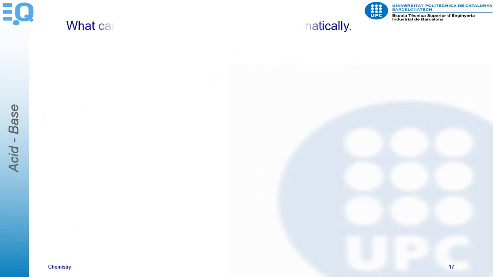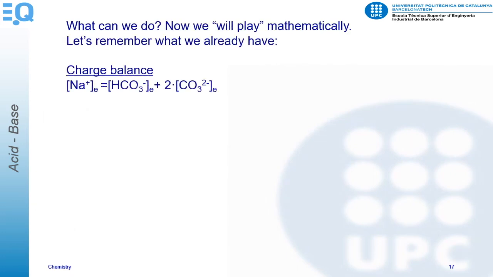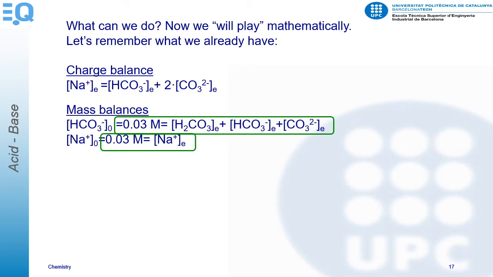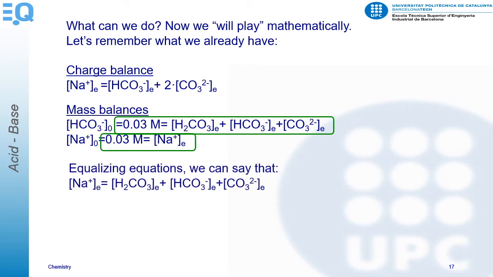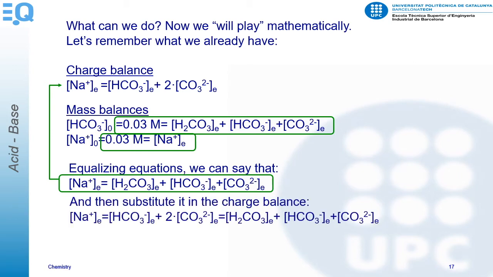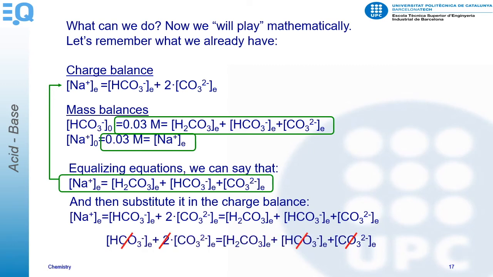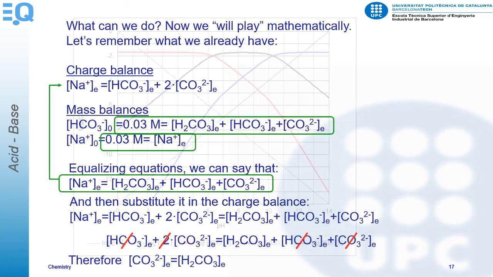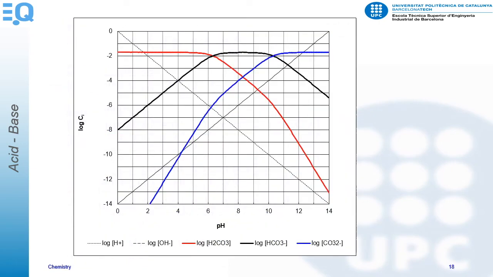We write down what equations we have at this point, and we see that the concentration of the sodium ion in this equilibrium is in both charge and mass balances, so they can be equalized to obtain this, and then substitute the equation with the sodium cation isolated into the charge balance. Once this equation is written, some terms can be eliminated from each side, the hydrogen carbonate one, and one of the two carbonate ions on the left side, with the other one on the right side. Therefore, the concentration of carbonic acid in equilibrium is the same as that of carbonate anion, 0.03 molar.